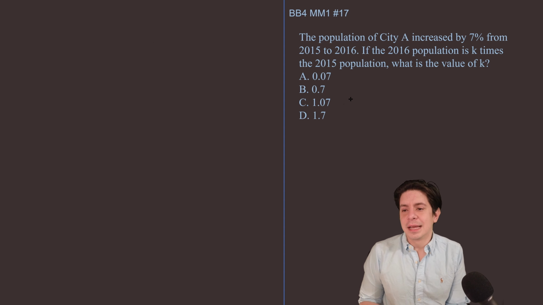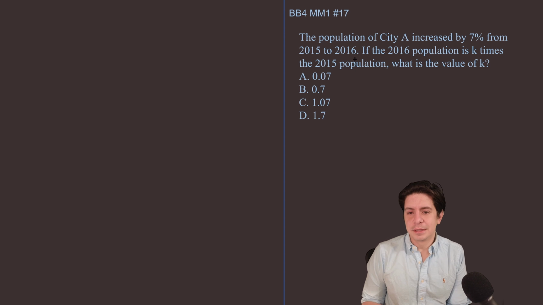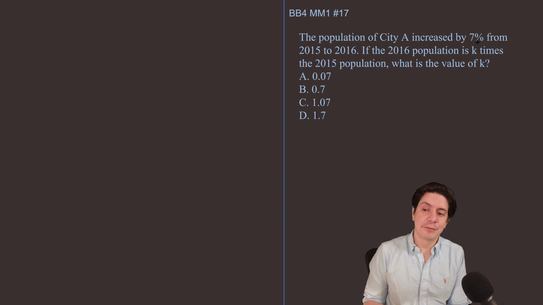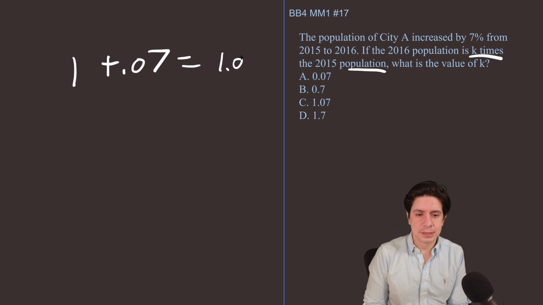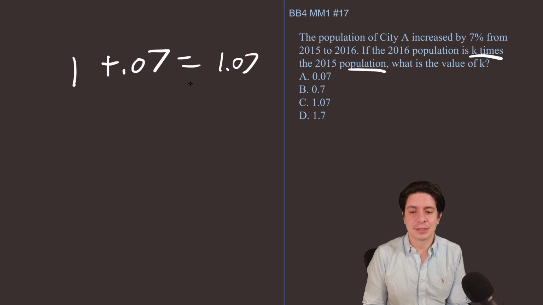The population of City A increased by 7% from 2015 to 2016. If the 2016 population is k times the 2015 population, what is the value of k? So if it's increasing by 7%, we're adding on 0.07. So it's not going to be A, that's just saying we're multiplying by 0.07, because we're saying it is k times the population of 2015. So we're adding 1, right? We're adding 0.07 to 1 to get 1.07. So if in 2015 it was 1,000, the next year it'll be 1,070.